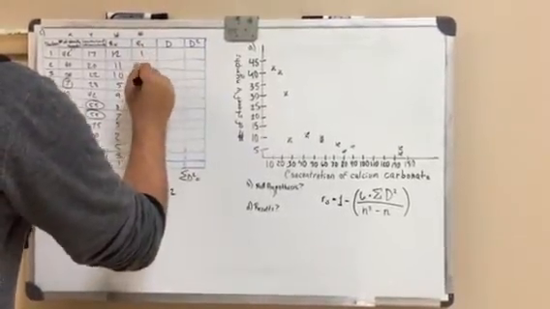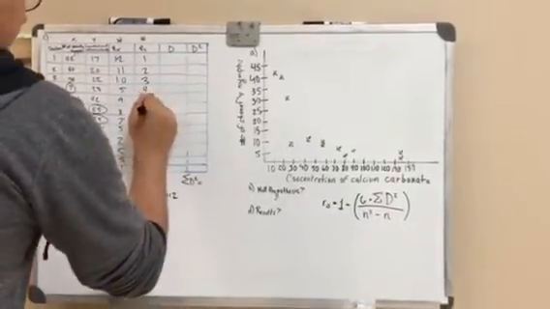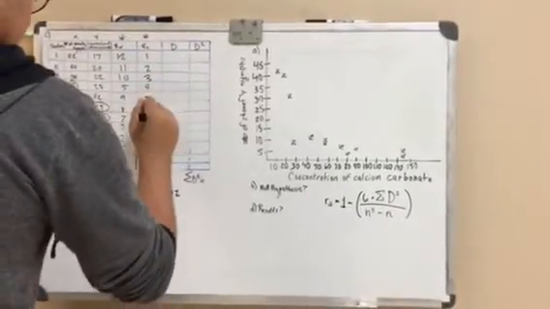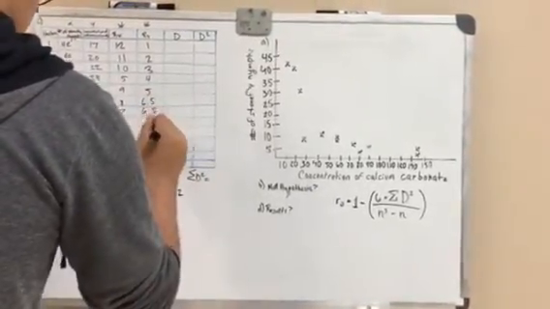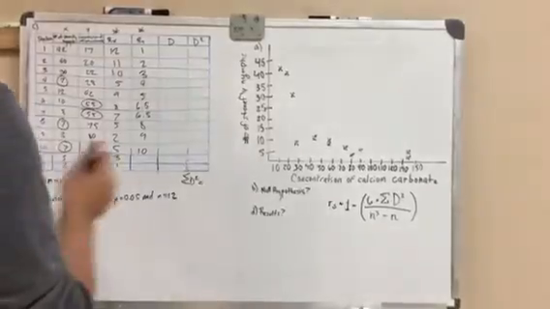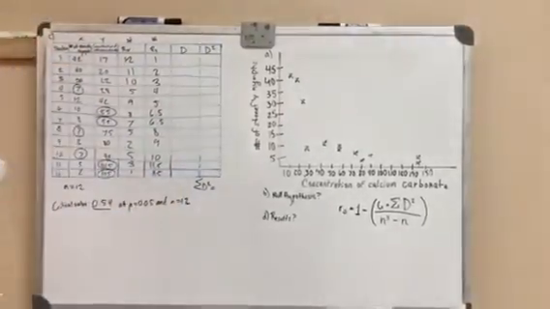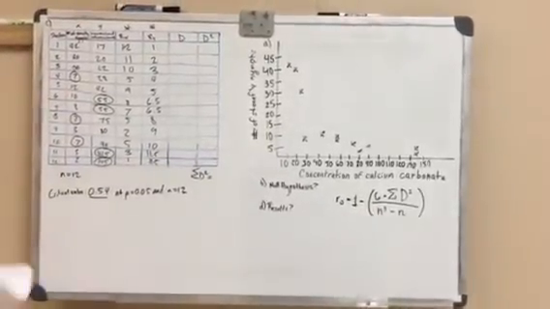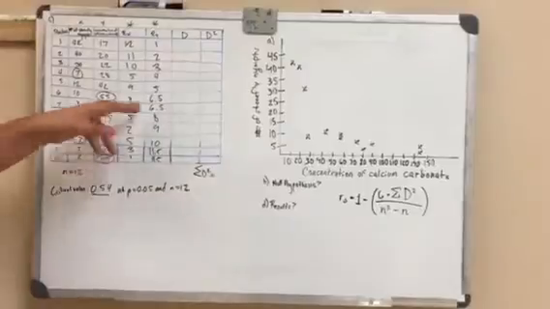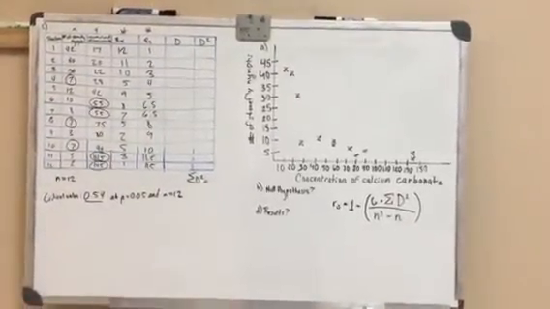3, 4, 5, 6.5, 6.5 again, 8, 9, 10, 11.5, and 11.5. So again, with this set of values, we have two pairs that are identical to one another. So we're going to be assigning the same rank to both of them after finding the mean of what would be their original rankings.